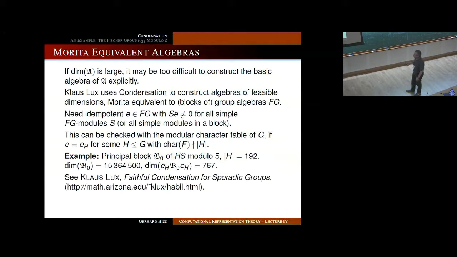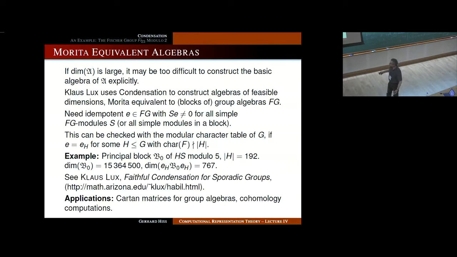So this is on the homepage of Klaus Lux. And applications: you can compute Cartan matrices for group algebras, and cohomology computations, because cohomology, of course, is independent of the Morita equivalence class of the algebra.